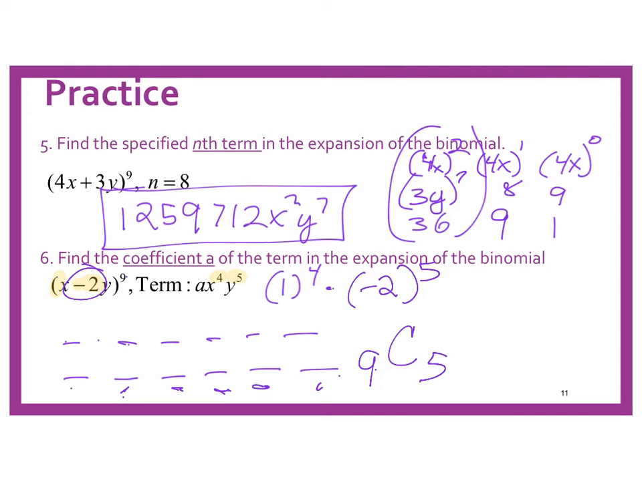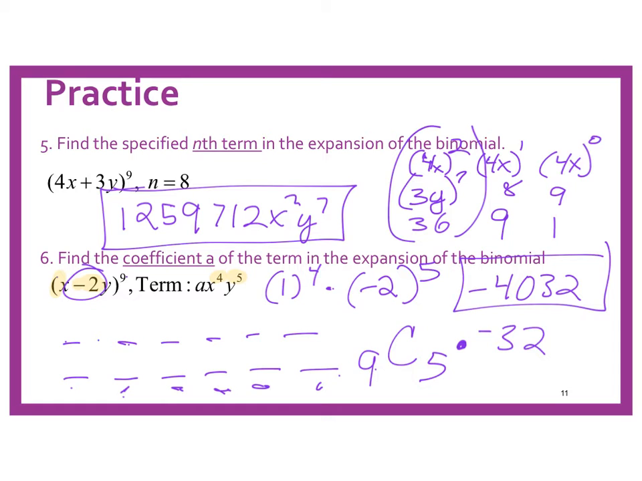And then I'm going to multiply all these together. So 1 to the 4 is just 1. You can ignore it. Minus 2 to the 5 is going to be a negative 32. So it's this number times a negative 32. So I'm going to go math over to probability, 3. I get 9C5, times negative 32. And I get a negative 4032.